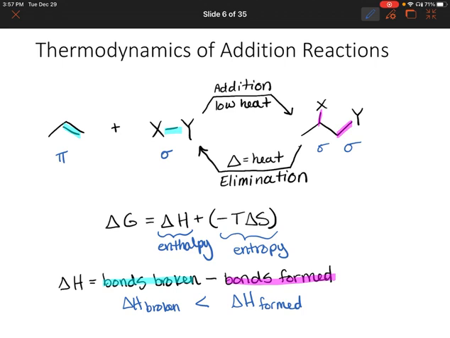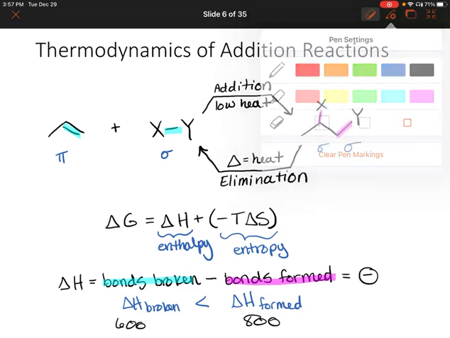Okay, so if delta H of the formed bonds is greater, and we're subtracting that, will delta H be positive or negative? Negative. All right. Now, if you need numbers to think this through, let's say the energy of the bonds broken was 600 and the bonds formed was 800. So 600 minus 800 would give us negative 200, right? So that's where we're getting the negative from, if that helps a little bit.